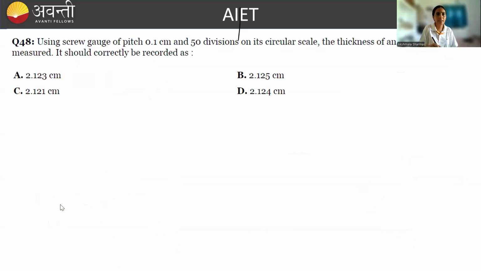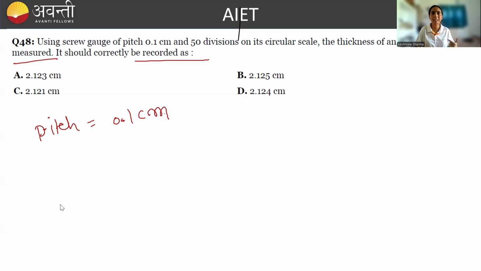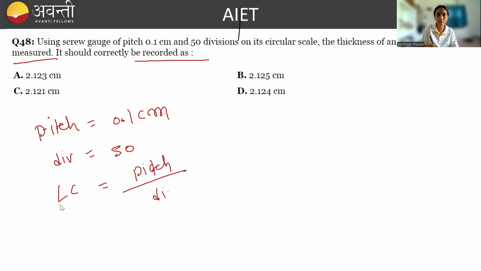Now, using a screw gauge of pitch 0.1 centimeter and 50 divisions on the circular scale, the thickness of an object is measured. It should correctly be recorded as. Okay. So, pitch is given. Pitch is equal to 0.1 centimeter. Pitch is the distance covered in one complete rotation of the screw gauge, right? How many divisions are there? Divisions are 50. So what will be the least count? The least count formula is pitch divided by the number of divisions. So this is 0.1 by 50.